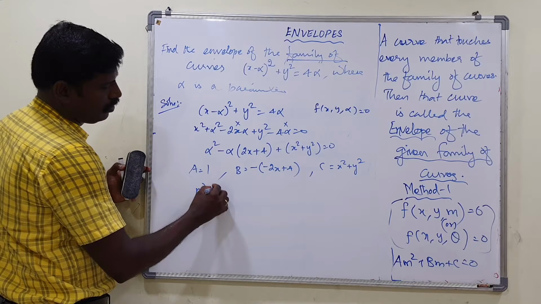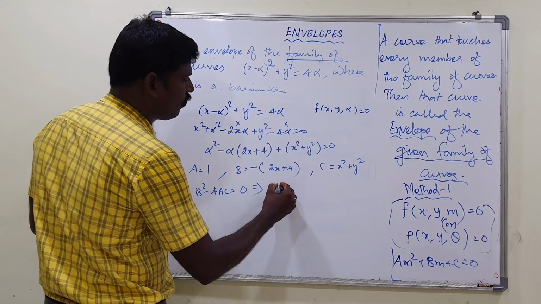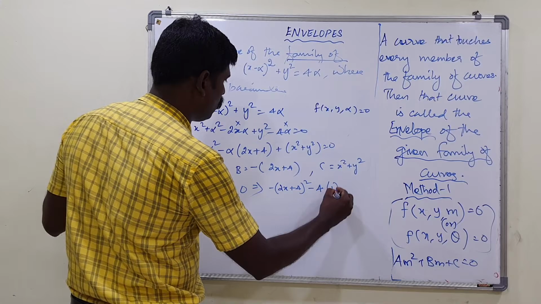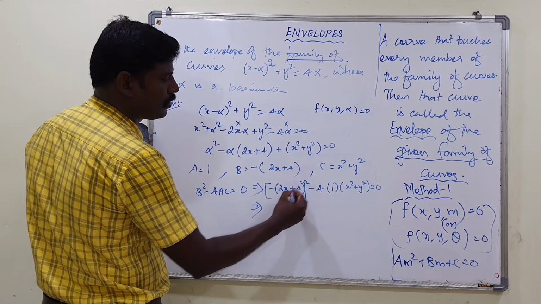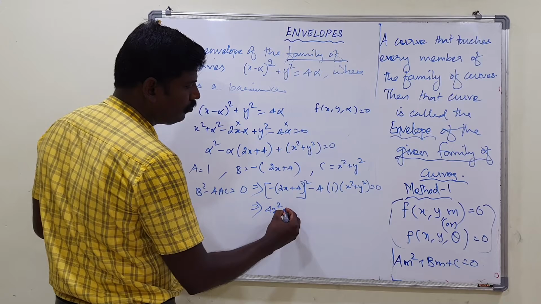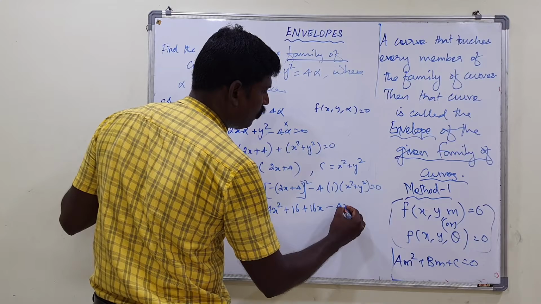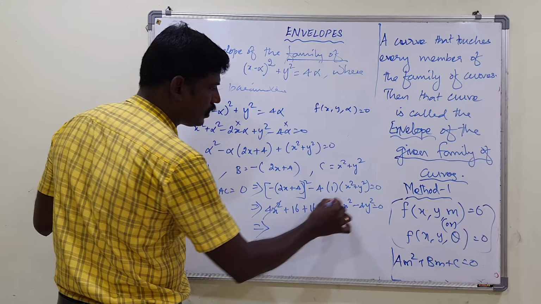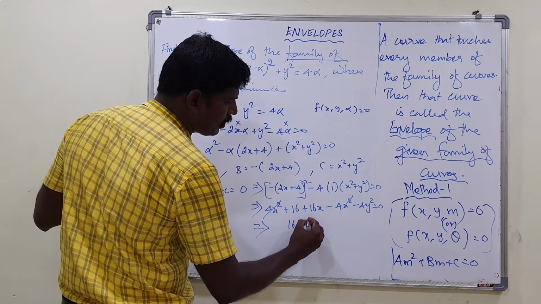So go for finding the value of b square minus 4ac is equal to 0. So square of this value, minus of (2x plus 4) the whole square, minus 4 into a is 1, c is x square plus y square, is equal to 0. This implies, when we take the square this minus will be eliminated, it will become plus. Here apply the (a plus b) whole square formula, a square plus b square plus 2ab, 2 into 2x into 4, so 16x. Multiply the minus 4 for this, minus 4x square minus 4y square equal to 0. This implies we can cancel this minus 4x square with this x square, so you will get 4x square minus 4x square cancelled. Take the minus 4y square to the right hand side: 16 plus 16x equal to 4y square.